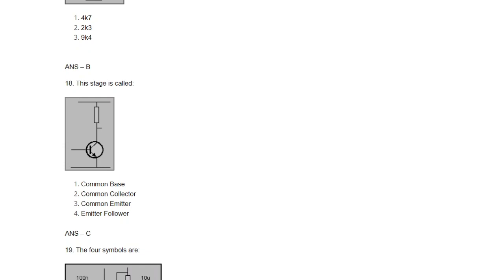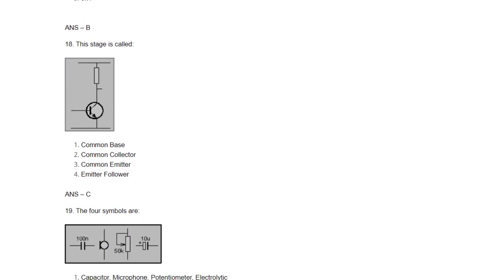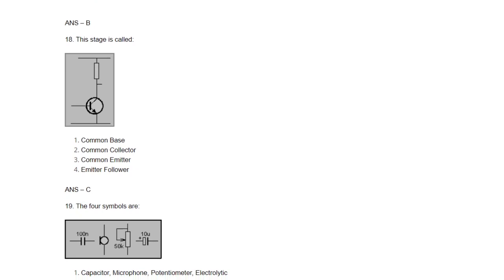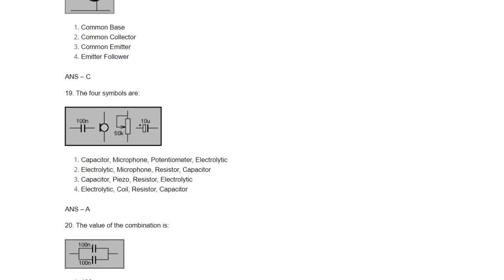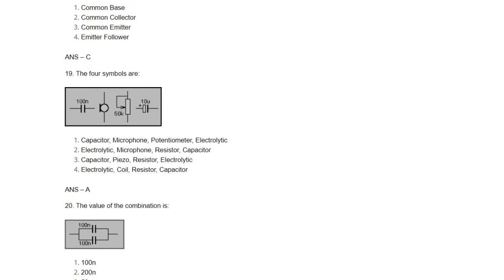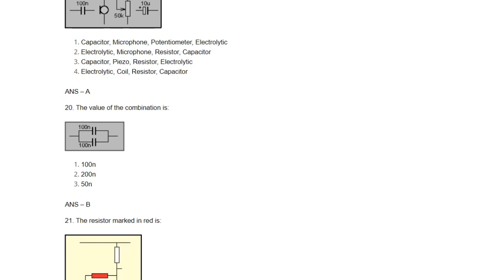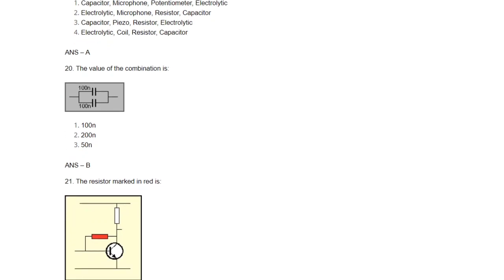The stage given in the diagram is called as common emitter. The four symbols given in the image are capacitor, microphone, potentiometer and electrolytic. These are the four symbols. The value of the combination given in the figure is 200N.